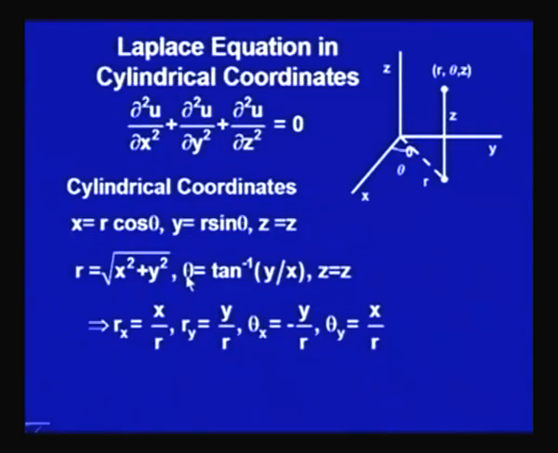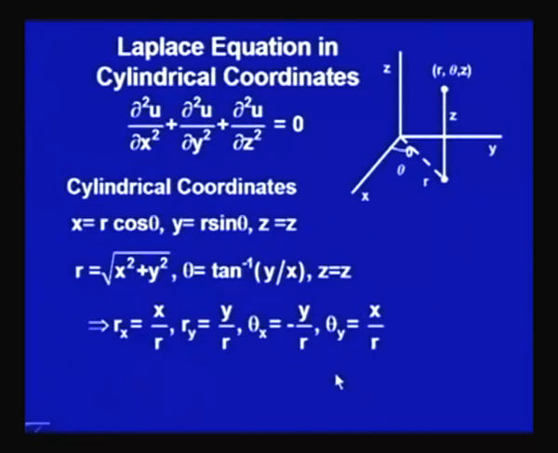For the partial derivative of theta with respect to x, we know the derivative of tan inverse is 1 upon 1 plus the argument square. So, we get 1 upon 1 plus (y upon x) whole square. Then the derivative of y by x with respect to x is minus y upon x square. When we simplify, we get minus y upon r. Similarly, the derivative of theta with respect to y is x by r.